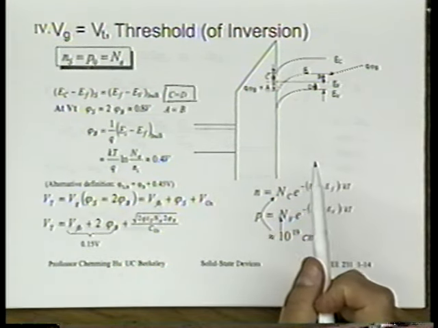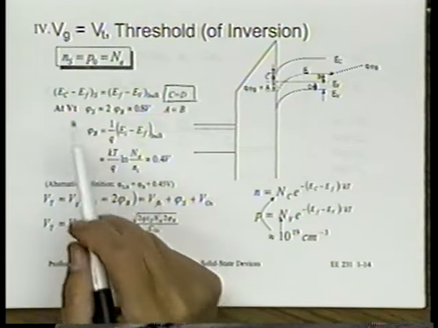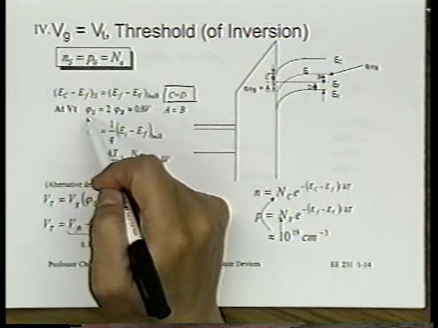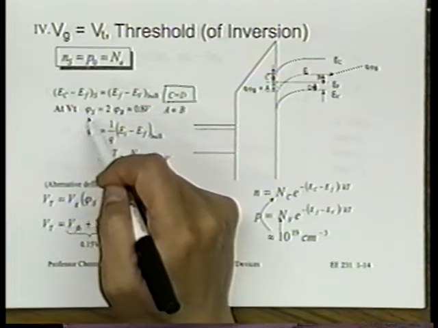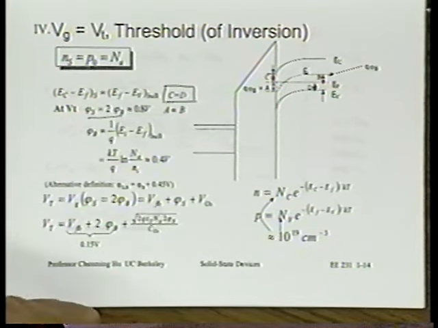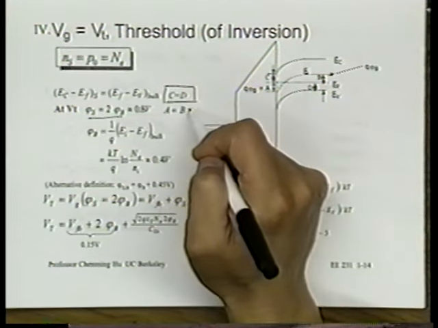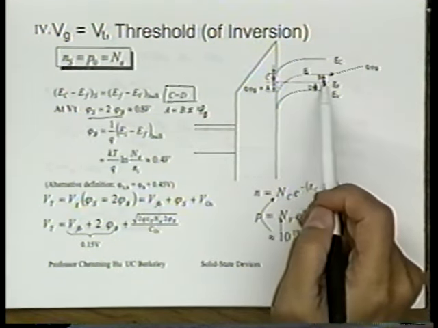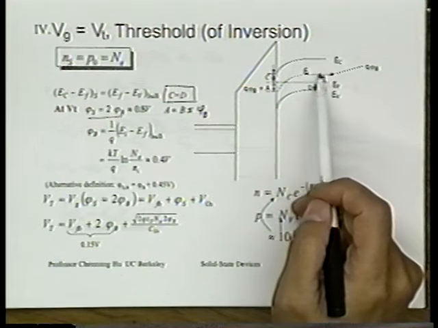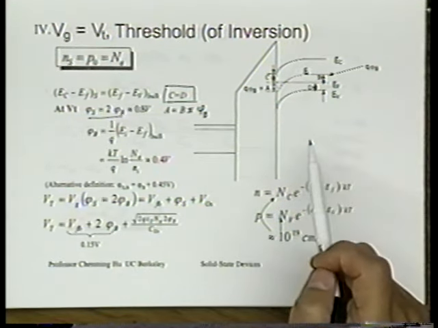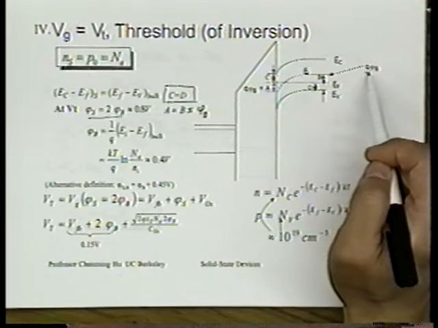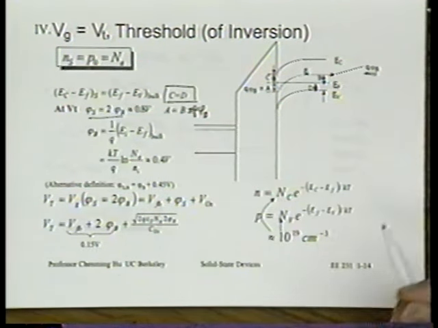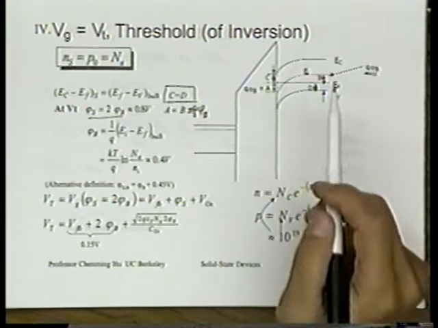And finally, we want to answer the question, what is phi s equal to at this threshold condition, at Vt, at threshold? What is phi s equal to? Well, phi s, we say, is equal to 2 phi b, while phi b is defined as this quantity b, all right? Or q phi b is defined as quantity b, okay? And therefore, q phi b is equal to B. So what is B then?